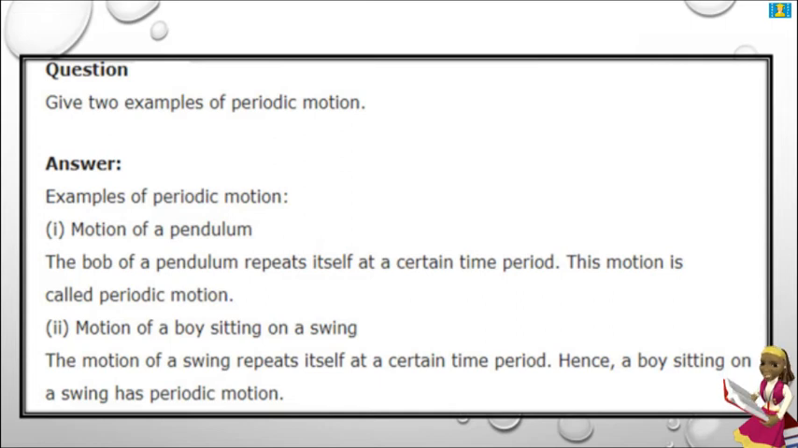Next question. Give 2 examples of periodic motion. Answer. Examples of periodic motion are: motion of a pendulum. The bob of a pendulum repeats itself at a certain time period. This motion is called periodic motion. Motion of a boy sitting on a swing. The motion of a swing repeats itself at a certain time period. Hence, a boy sitting on a swing has periodic motion.